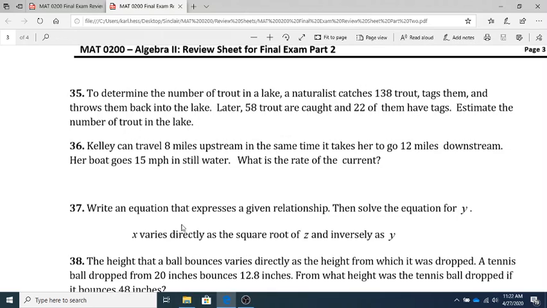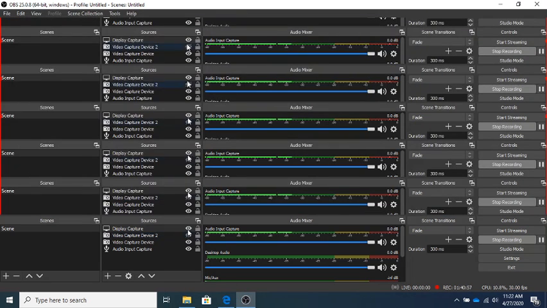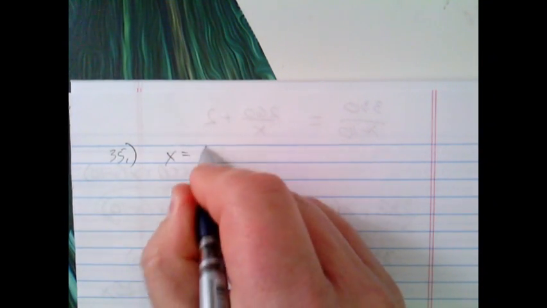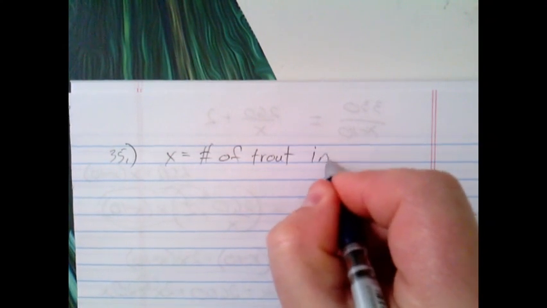Alright, to determine the number of trout in a lake, a naturalist catches 138 trout, tags them, and throws them back into the lake. Okay. Later, 58 trout are caught and 22 of them have tags. Estimate the number of trout in the lake. Alright. Well, our unknown is the thing we were trying to find, so we'll let that be x. X equals number of trout in the lake.